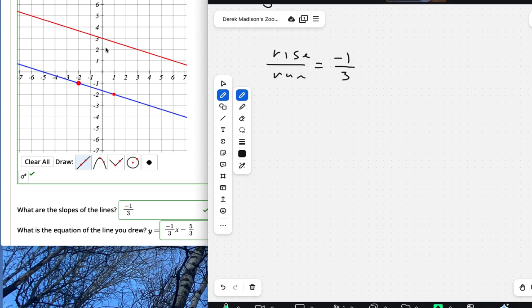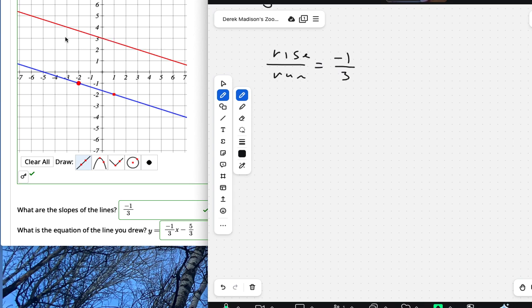There is no reason why I couldn't go rise first and have it drop negative one first and get to that same point going over three, and just counting that second, right? So I can go over three and down one, or I can go down one and over three. Either way, I'm still getting to this point, and my rise is still negative one, and my run is still three.